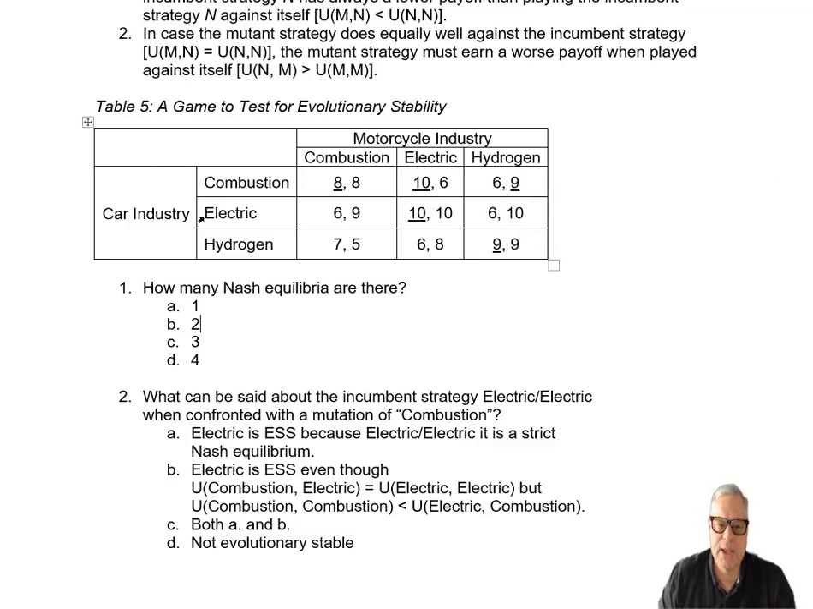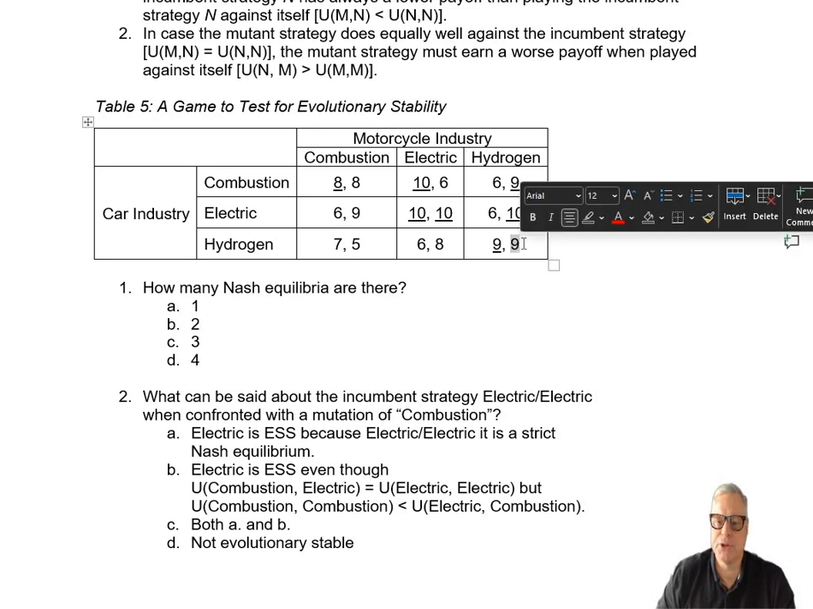So if the motorcycle industry thinks that the car industry pursues electric, then combustion is 9, electric is 10, okay, so we can underscore this, and hydrogen is also 10. Those are the two highest payoffs or utilities. Lastly, if the motorcycle industry thinks the car industry pursues hydrogen, then combustion would be only 5, electric would be 8, but the highest would be also hydrogen, which is 9.